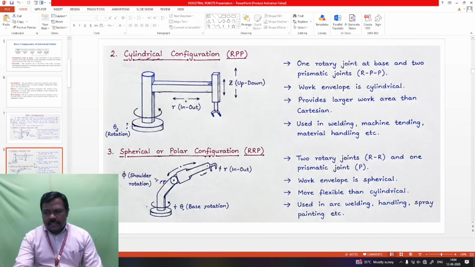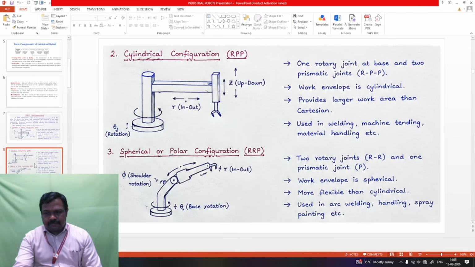Then the cylindrical configuration. In the cylindrical configuration, there is one rotary joint at the base and two prismatic joints. One is the rotational movement. The work envelope is cylindrical. The cylindrical configuration provides a larger work area than Cartesian. It is used in welding, machine loading, material handling, etc.